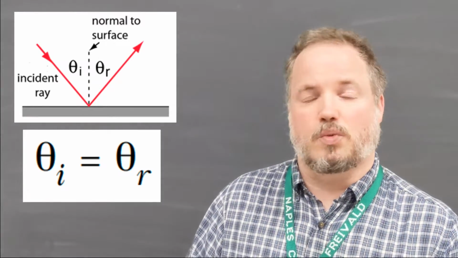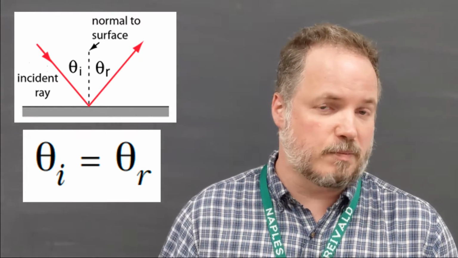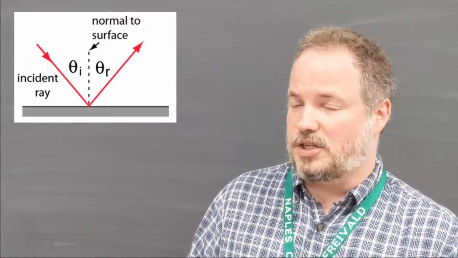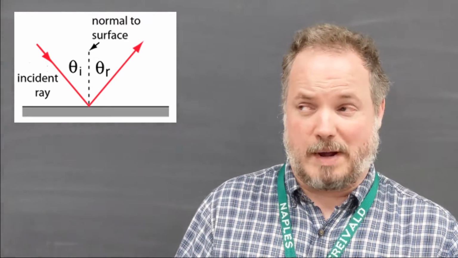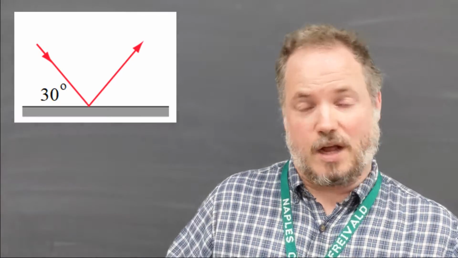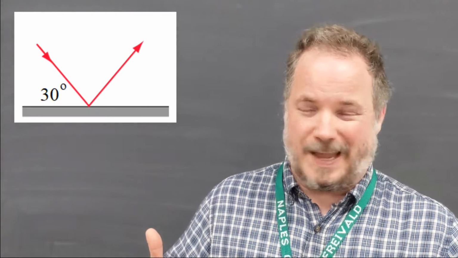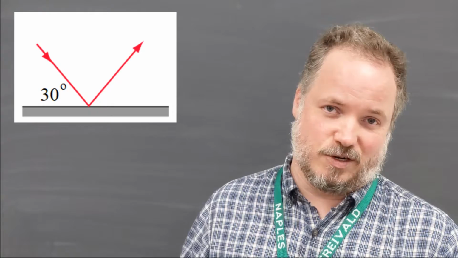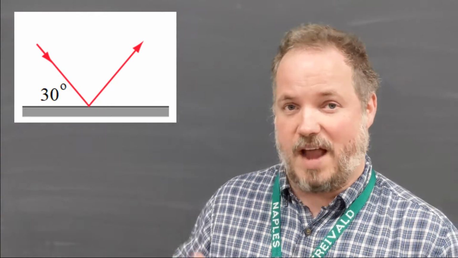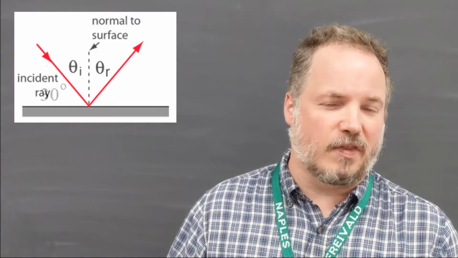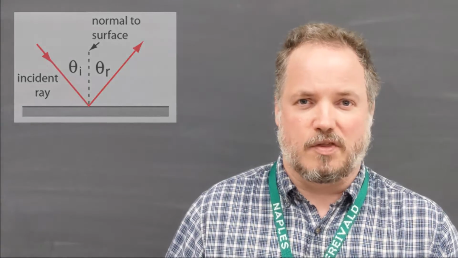Those are always measured with respect to the normal, with respect to the perpendicular line. And so you might get tricked on a problem where it might say something like this. What is the angle of reflection of this object? And it's not 30 degrees, it's 60 degrees because of where the angle is measured from. So be careful on that. Always measured with respect to the normal.